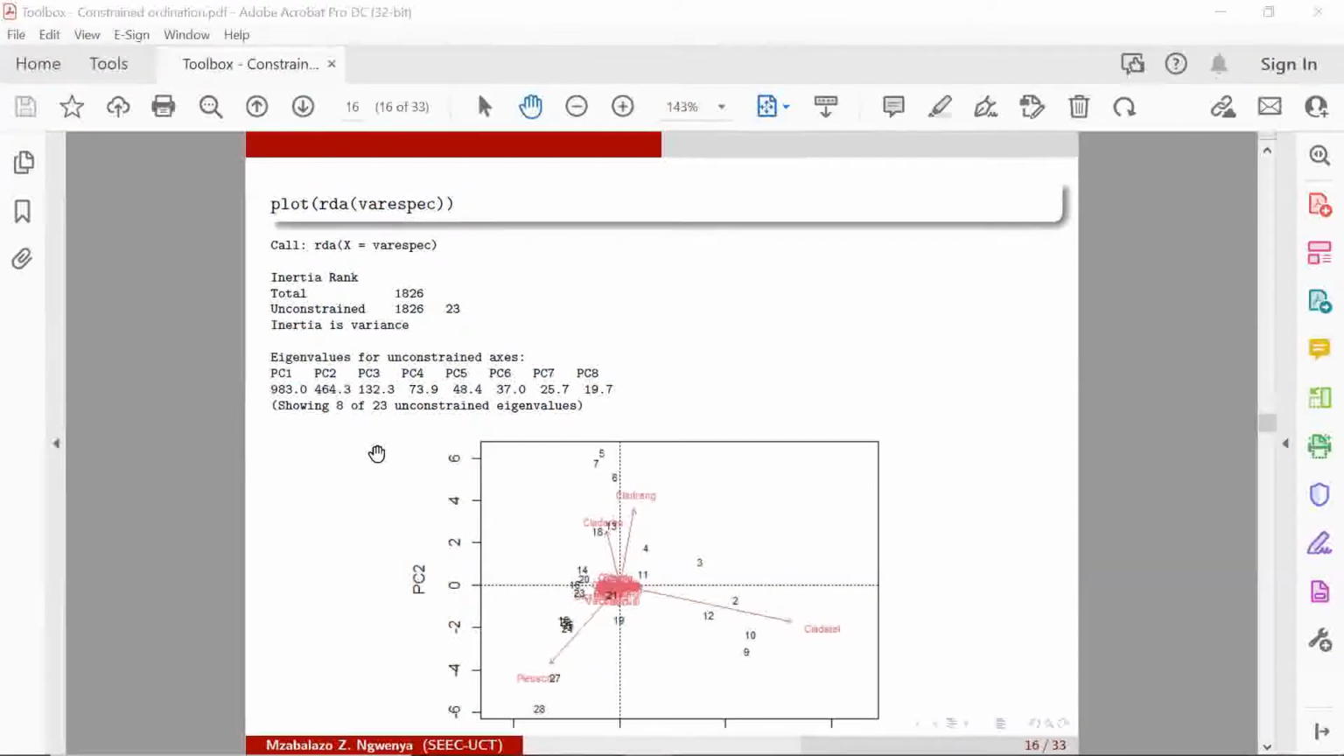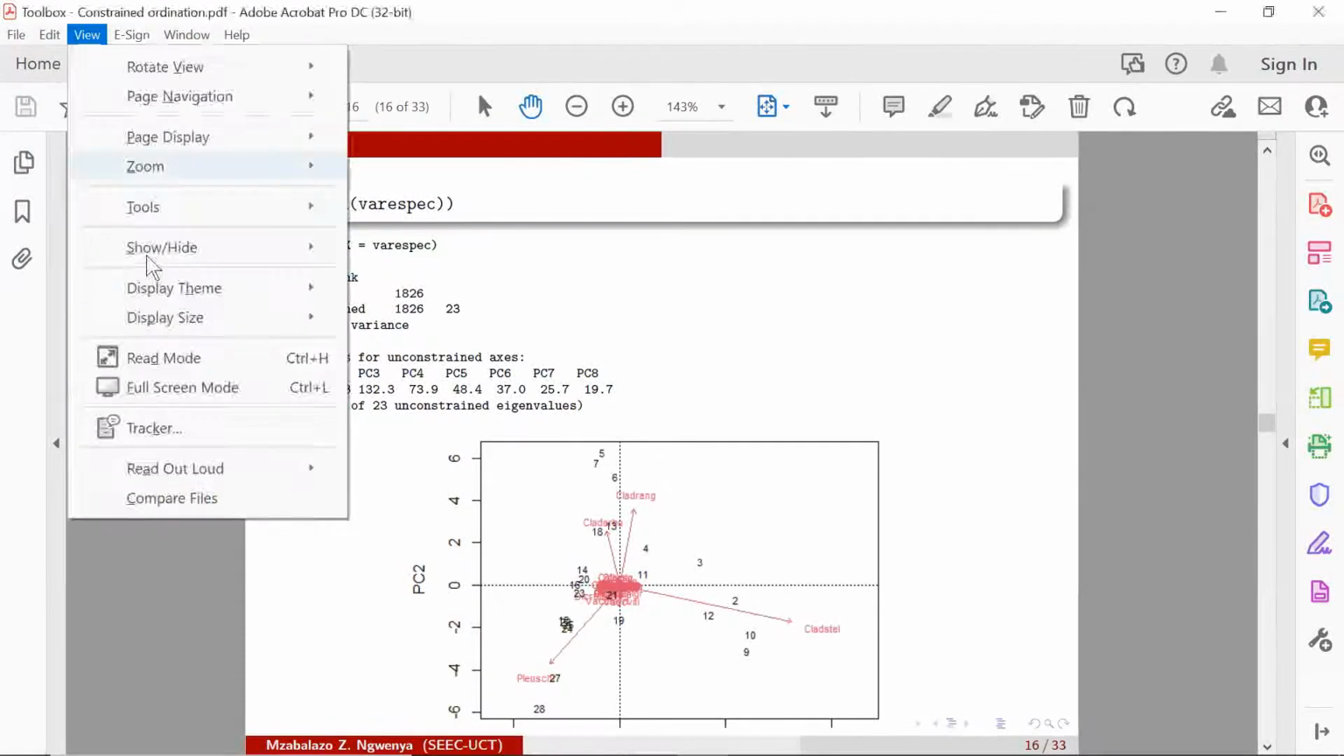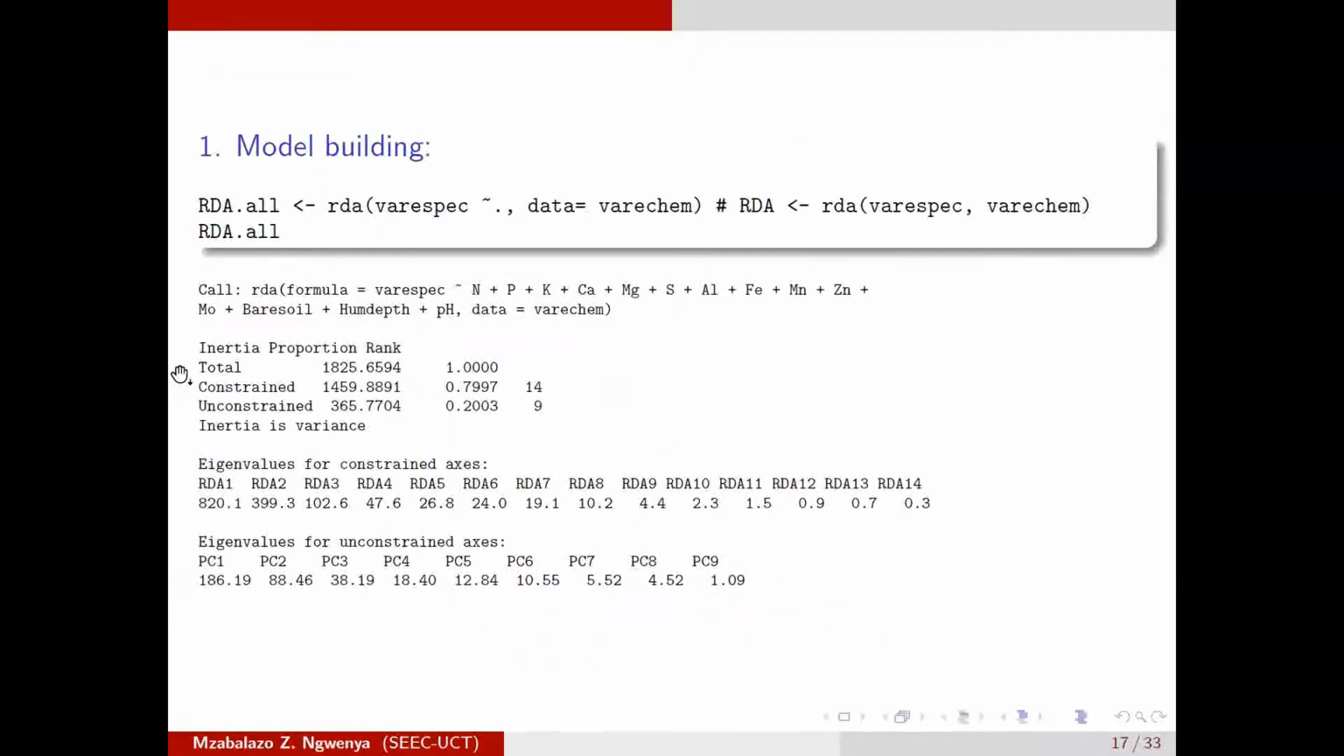Yeah, so from our unconstrained ordination plot, we're able to get some information to know which of our sites are similar, but we cannot really test the patterns we are observing. We can only just describe what we're seeing. Okay, so that was the unconstrained ordination setting.